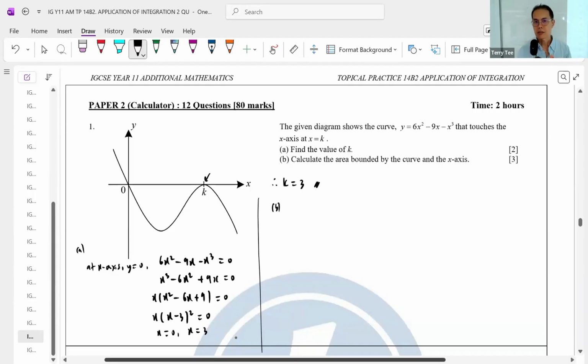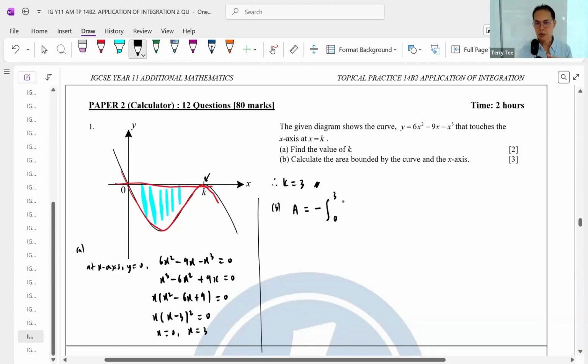Now, next, calculate the area bounded by the curve and x-axis. The area bounded by the curve and x-axis is basically this. You can highlight the curve. It looks like this. The x-axis is this. So the region is this. Now, you need to either put the negative or modulus because the area is below. Area can't be negative, so you modulus it. The integration value can be negative. You either modulus or you put a negative in front.